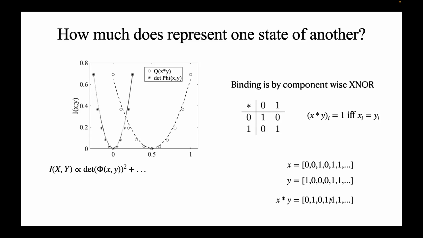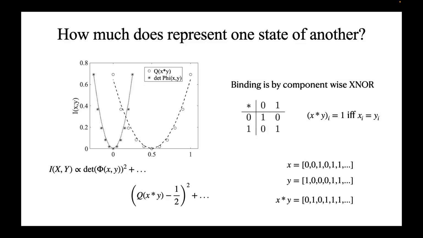And what then shows is that this factor here, the determinant of the joint probability distribution squared, equals the mean activity of the two states bound to each other, minus 1/2, squared. This is precisely what you see over here.